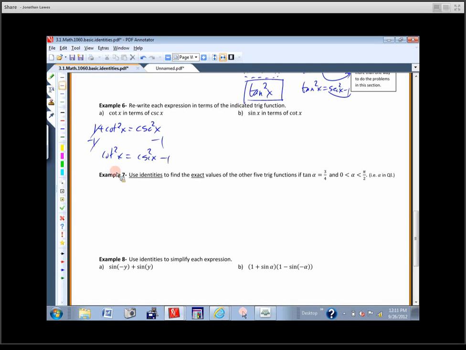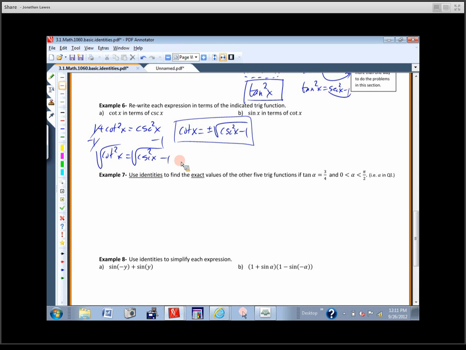How do I get cotangent by itself? Square root. Now, I don't know which quadrant I'm plugging into, so I do need the plus or minus. So cotangent in terms of cosecant would be plus or minus the square root of cosecant squared x minus 1 underneath the radical. That right there is what they're after.